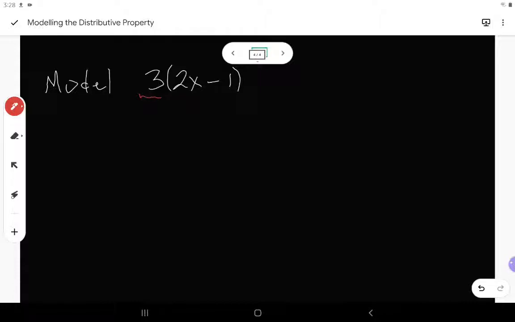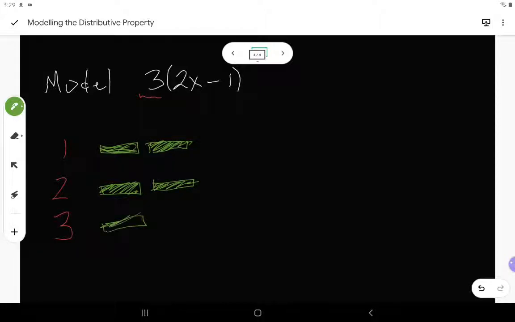Now, same thing. I've got 3 groups. 1, 2, 3 groups. Inside each group now, it's a little bit different. I need to have 2 X's. Oh, that's weird. We've never had 2 X's in a group. We've always had 1. Oh well, hopefully our model will still work. And even though this is beyond the level of what grade 8s are supposed to be able to handle, I wonder if you guys can do it. So I'm going to put 2 X's into each group.